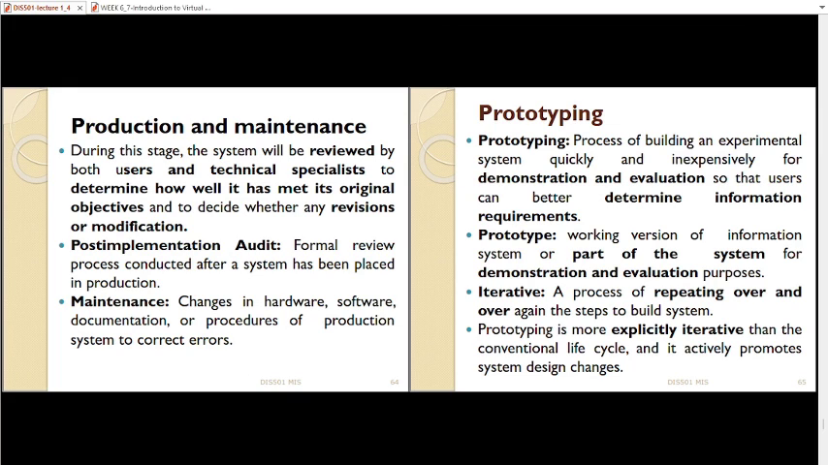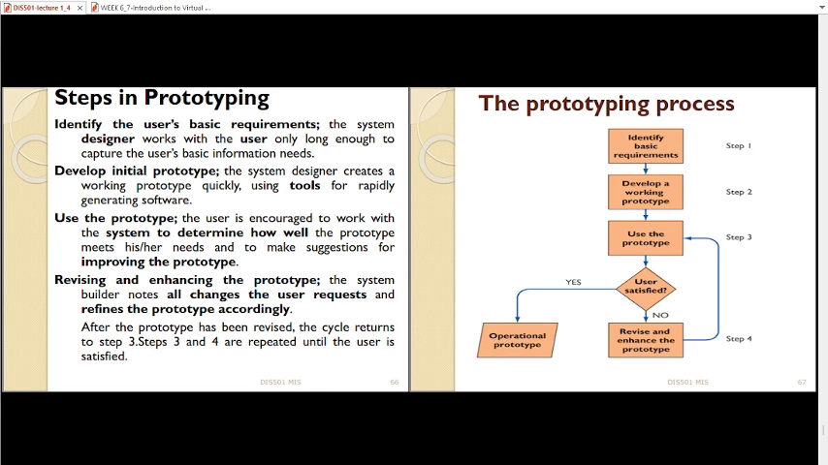Prototyping basically comes when we are doing the system analysis. You create a prototype of the same system so that you can come and demonstrate to your client, so that the client can figure out whether you really understood what they wanted based on this particular system. There you can identify the user's basic requirements, develop an initial prototype, use the prototype, revise the prototype, and so on.